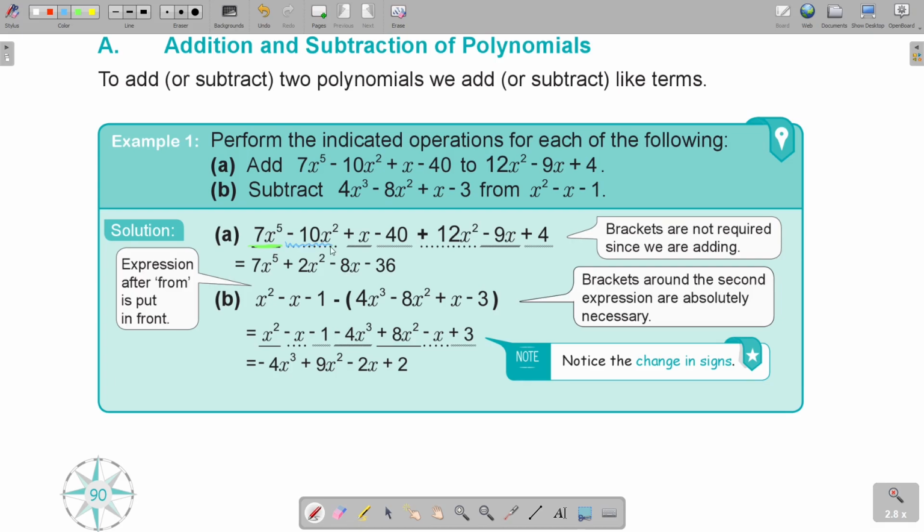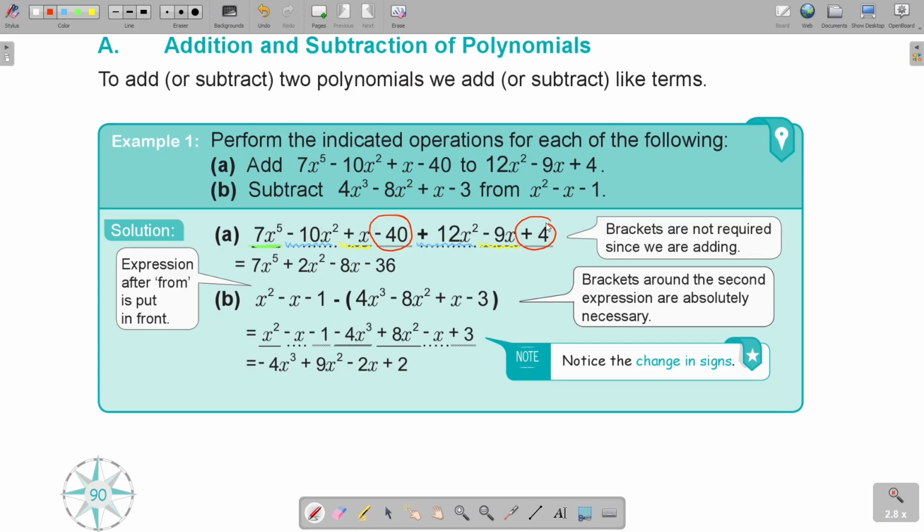Always, and I've said it so many times in my videos, grab the sign in front. There's not 10x squared standing there, there is negative 10x squared. There is positive 12x squared. They are like terms. And then I see if I have another one. This is just x. I always grab the sign and x. And then I have my constants, which also always have the sign.